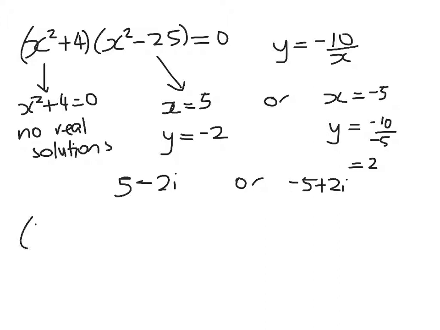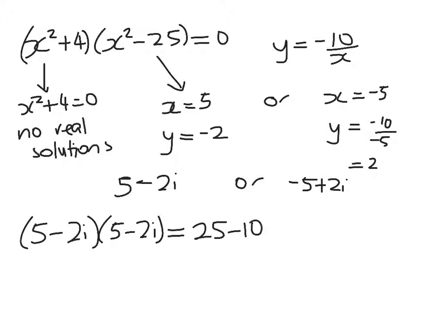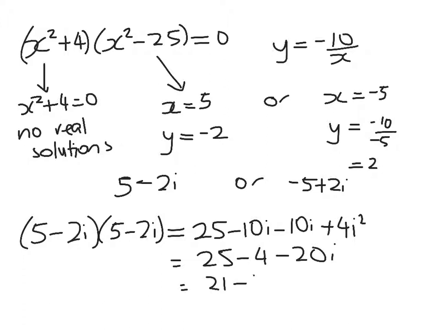We're just going to check that they work. Let's look at 5 minus 2i squared. Remember, we want to end up getting 21 minus 20i, and we do. We get 25 minus 10i minus 10i plus 4i squared, which is 25 minus 4 minus 20i, which is 21 minus 20i, as required. Now you can check the other one. It's pretty straightforward because we could take out a common factor in here of negative 5 minus 2i. When we square that, the negative times the negative will give me a positive, and we get to the same point pretty fast.